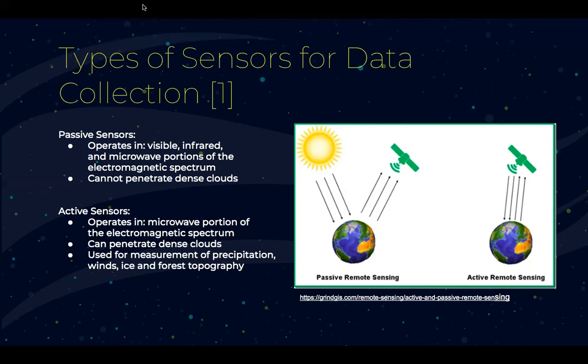Active sensors provide their own energy source and work by emitting radiation at a target and measuring the reflected radiation. Active sensors tend to operate only in the microwave portion of the electromagnetic spectrum, while passive sensors are able to operate in a wider range. Active sensors can be used even with dense cloud cover, making them good for measuring things like precipitation and winds. Some examples of active sensors are laser altimeters, ranging instruments, and radar. Both types of sensors are used in monitoring Earth's weather and topography.